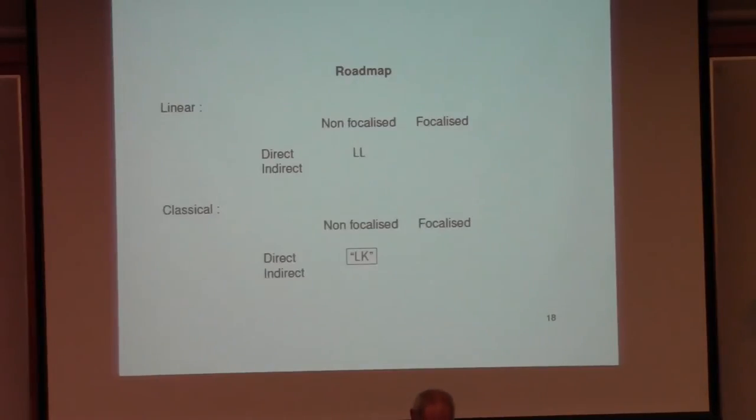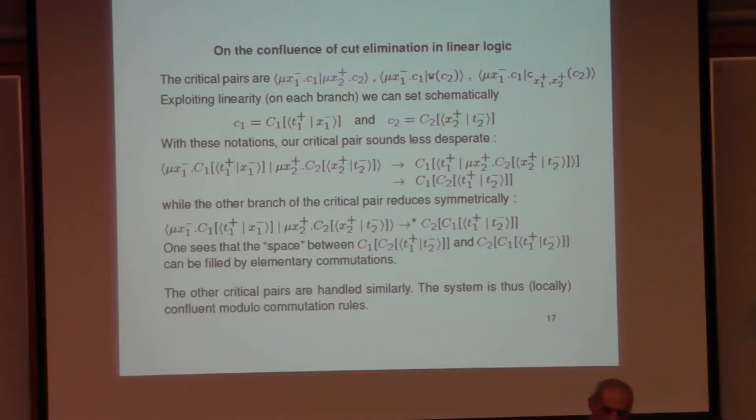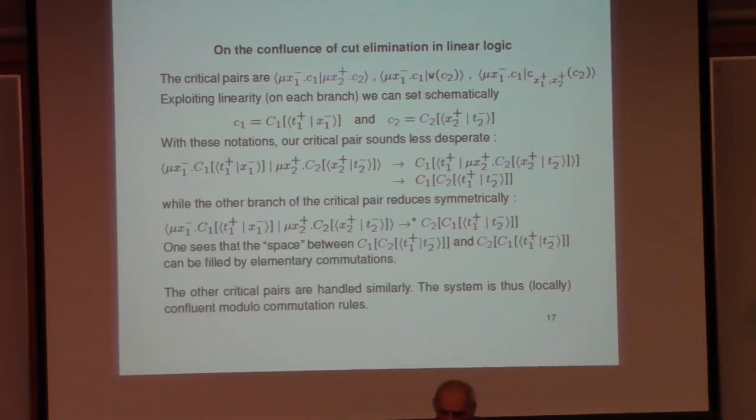Okay, so now in the last 5 minutes, I want to discuss something that has not been discussed so far. We have seen some notion of reduction in the lectures of Frank, but we have not yet seen a discussion of confluence. That means, do all the computation paths lead to the same result?